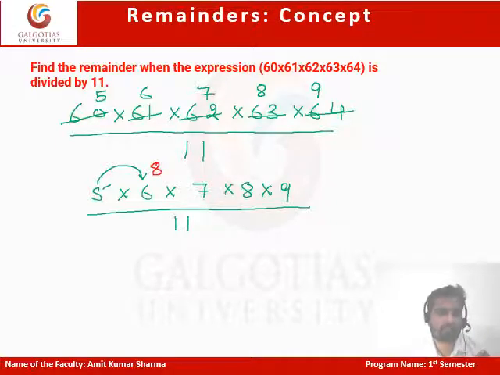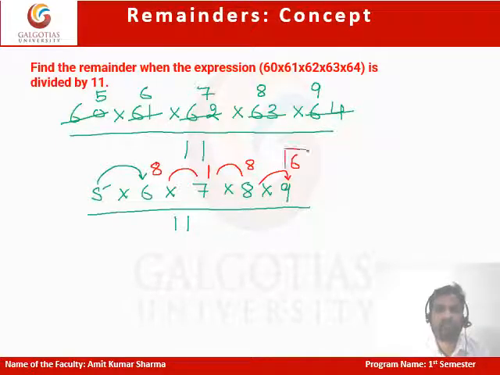8. Now 8 multiplied by 7, 8 sevens are 56. 56 divided by 11, what is the remainder? 1 only. 11 5s are 55, remainder is 1. Now 1 multiply by 8, remainder is 8, and 8 multiply by 9, 72. 72 divided by 11, 11 6s are 66, remainder is 6.